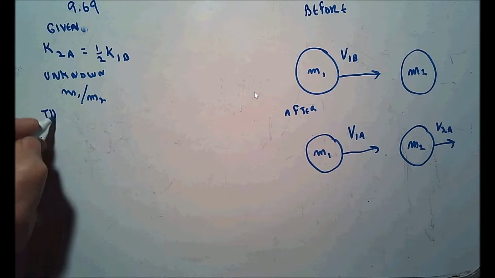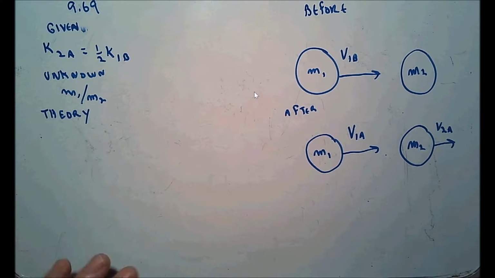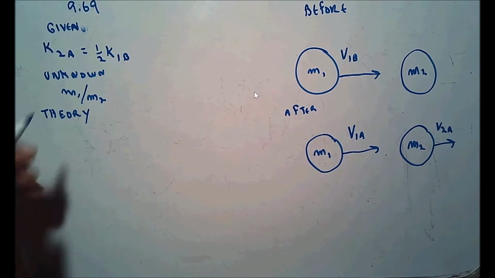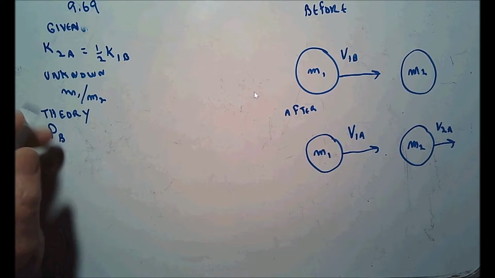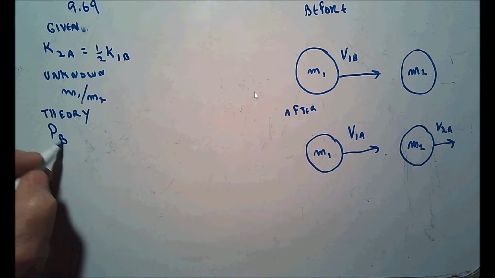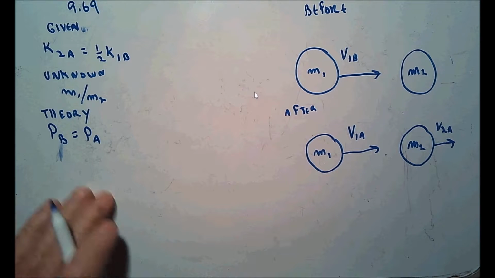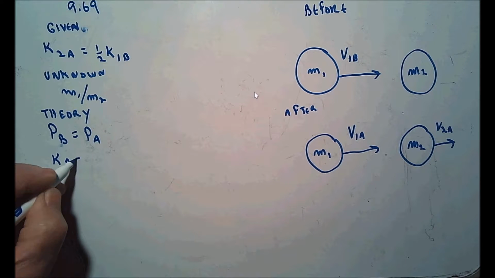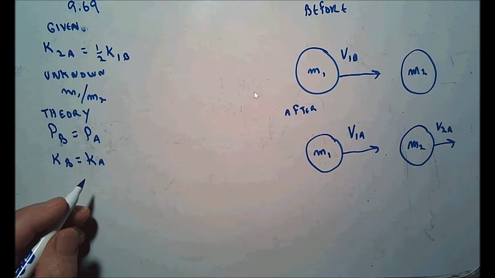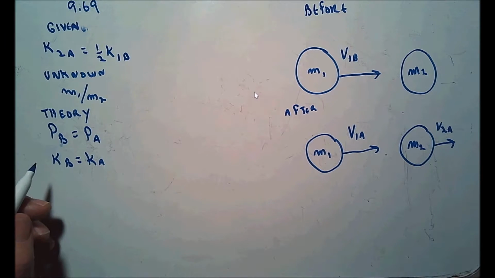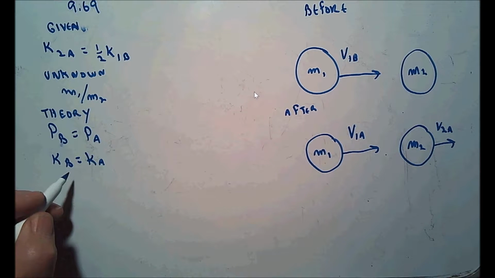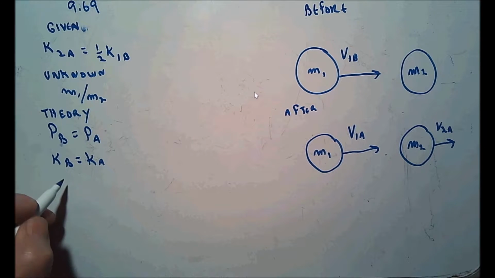And our theory has several things we need to consider. First, of course, the momentum before should equal the momentum after. And since it's an elastic collision, the kinetic energy before ought to equal the kinetic energy after. And then since it's an elastic collision, we can use the relative velocity of approach and the velocity of separation equation to relate the velocities.